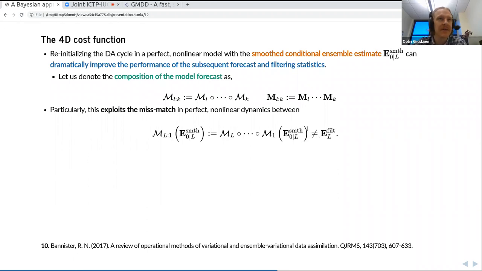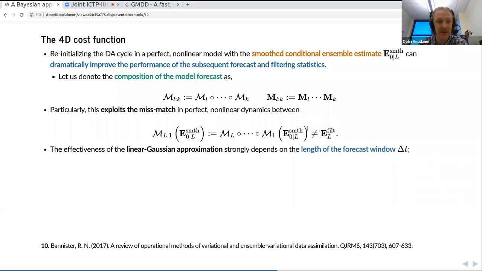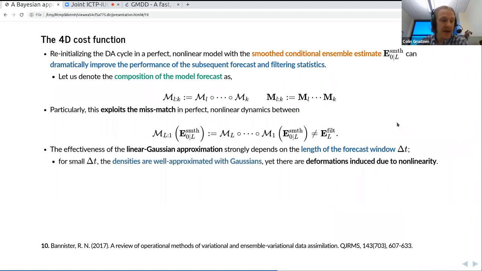And that's because of these mismatches between this approximate linear Gaussian dynamics and a real model under consideration, where the effectiveness of this widely used linear Gaussian approximation strongly depends on the length of the forecast window, what we would call delta T, in the schematic that we saw at the beginning, the length in time before we receive our next observation. For a small forecast window, the densities are well approximated with Gaussians, but there are deformations, of course, induced due to the nonlinearity of the forecast.